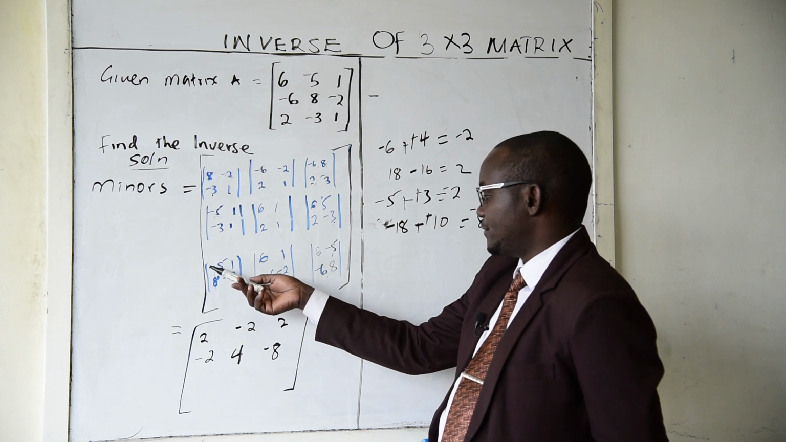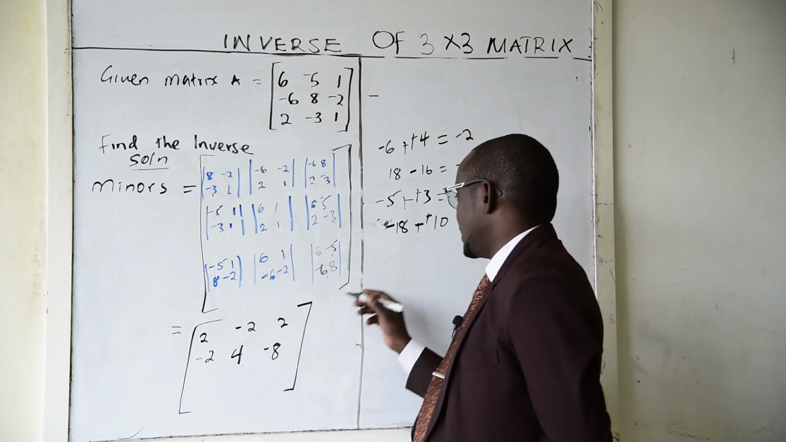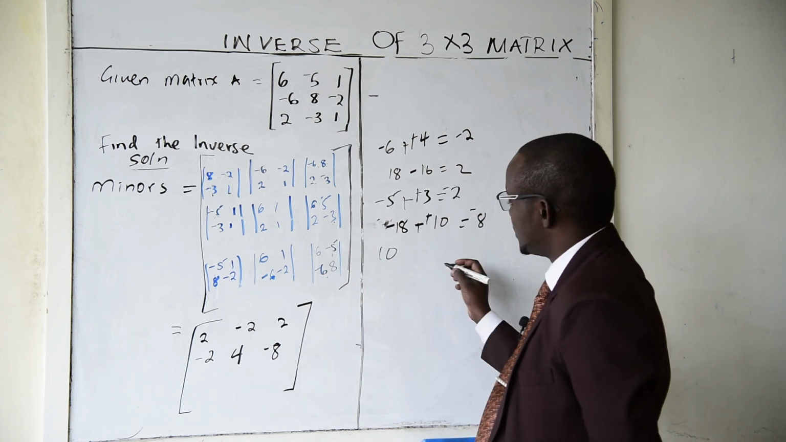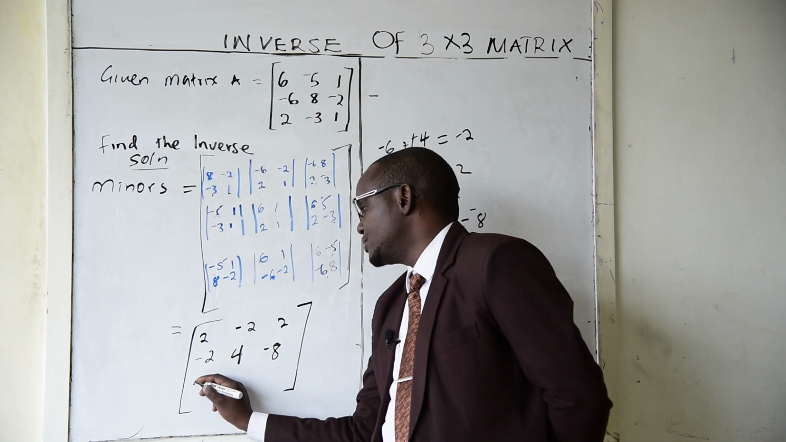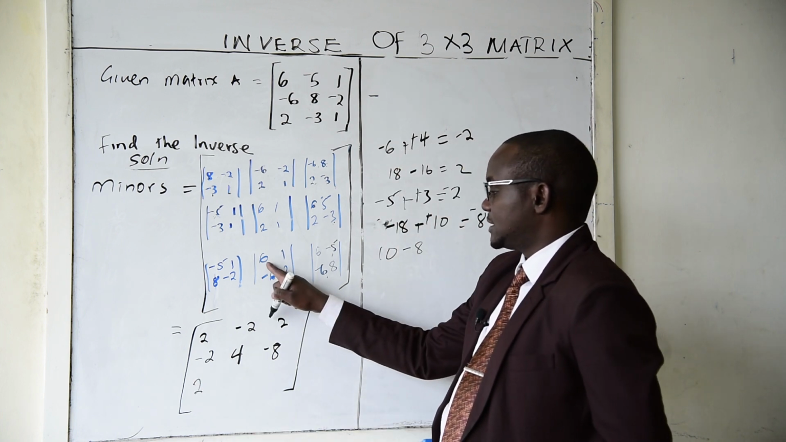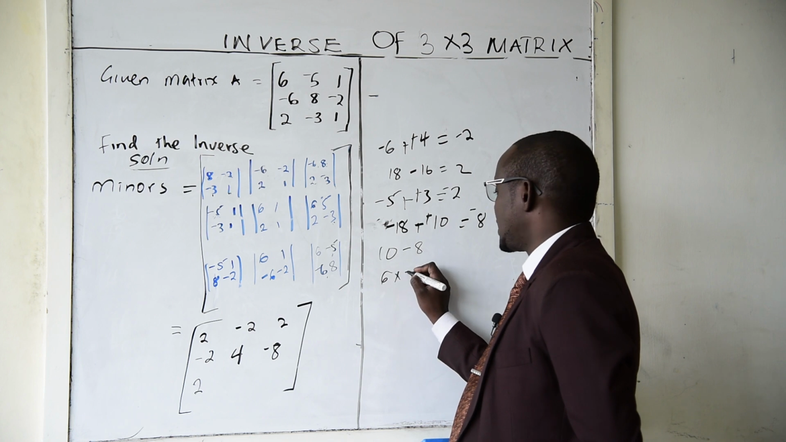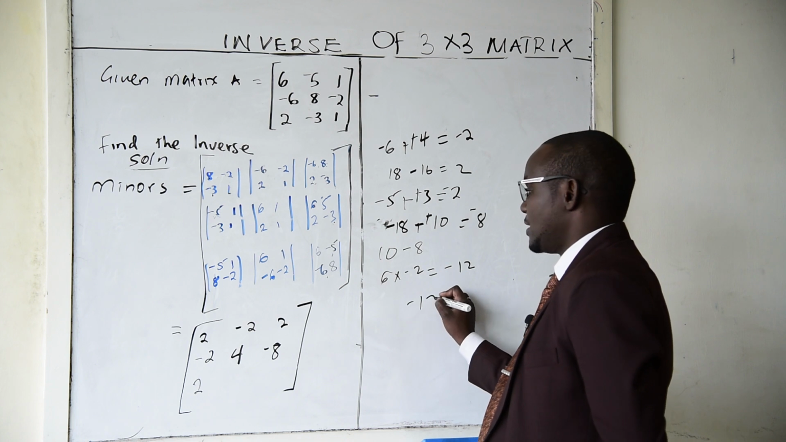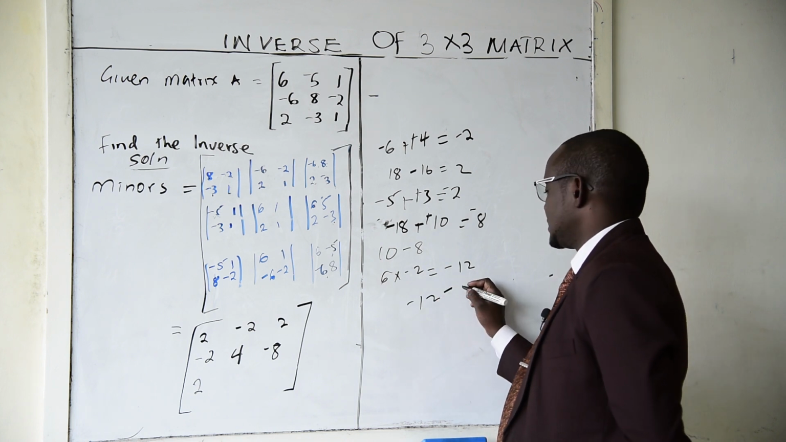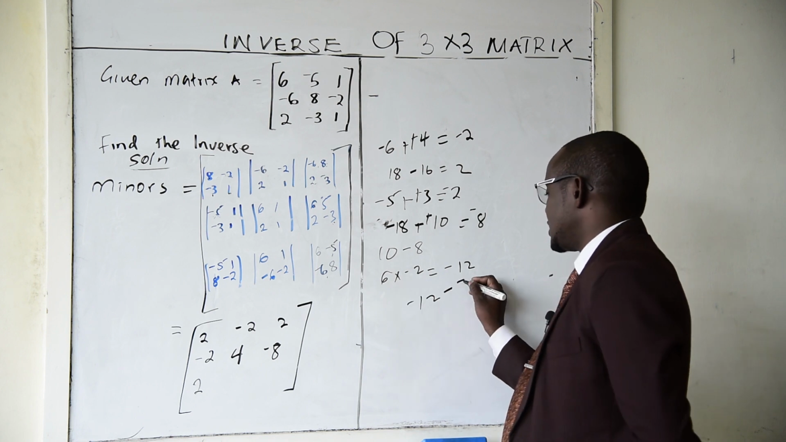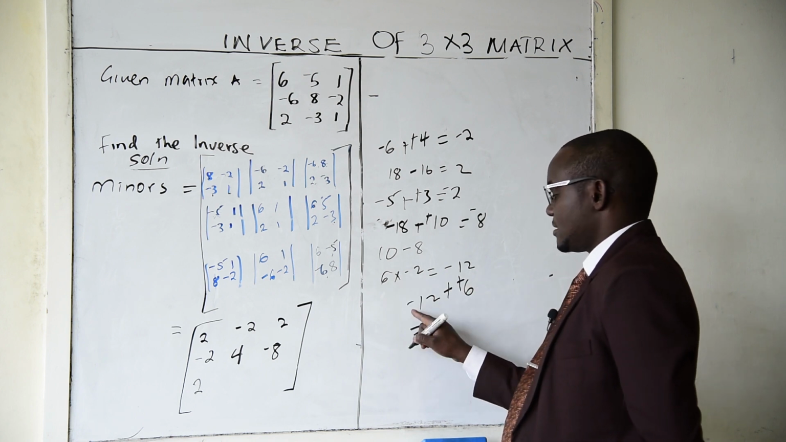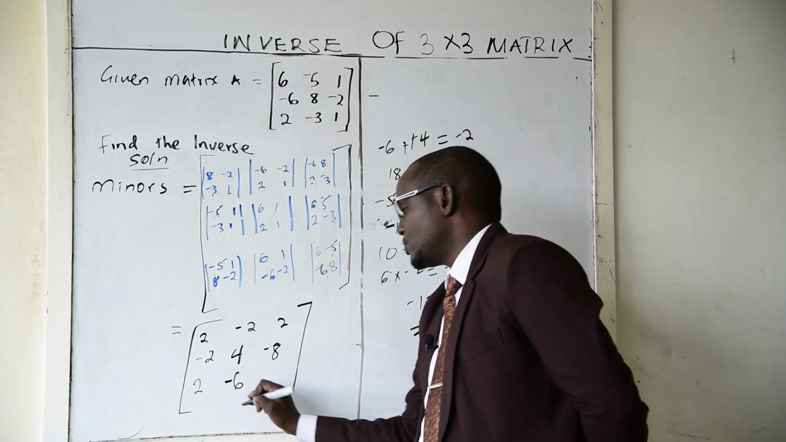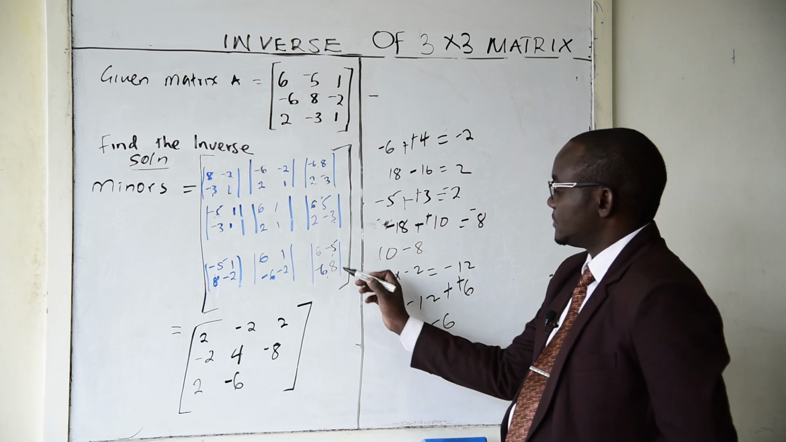Still, we get the determinant of this 2 by 2 matrix. We have negative 5 multiplied by negative 2, this gives you 10, minus 8, this gives you 2. 6 multiplied by negative 2 is negative 12, minus negative 6 multiplied by this, you get negative 6. Negative 12 plus 6, you get minus 6. So here we have minus 6.